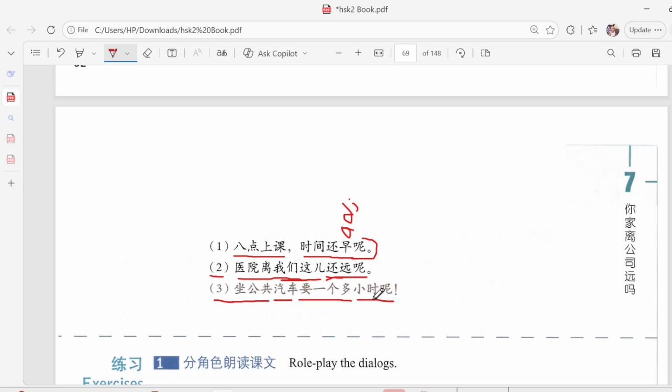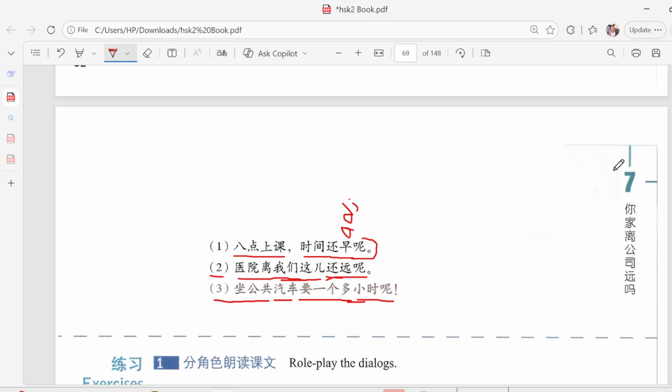Adjective. 小时 time. 那 And then the question here is, is it just 1 hour or what is it? 公共汽车 About an hour, more than an hour. Yes, true. That's true because why? What's the reason? Is it more than an hour? Very good. 多 because 多 is more. So if you say 坐公共汽车要一个多小时呢, it needs more than an hour.